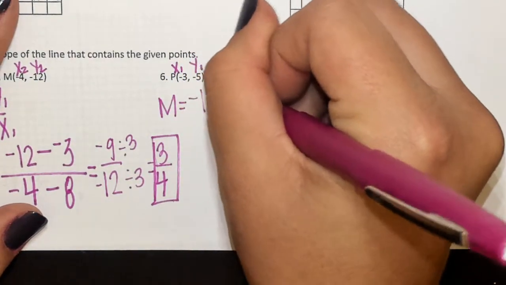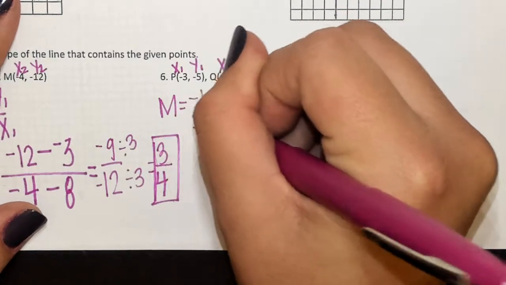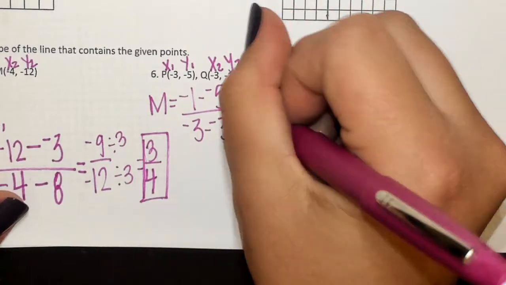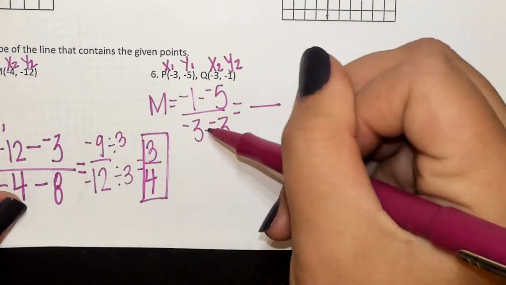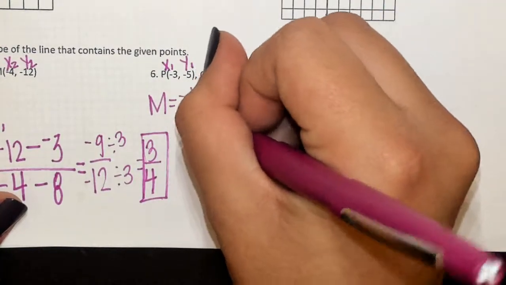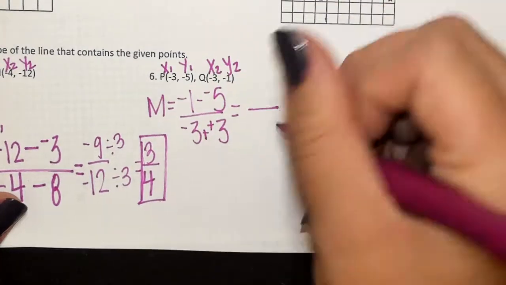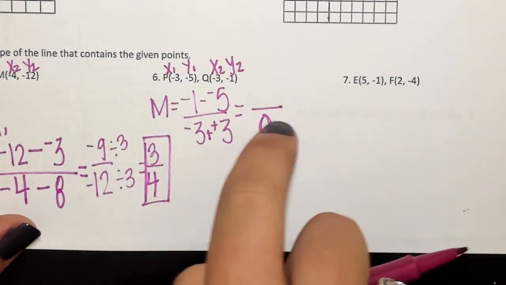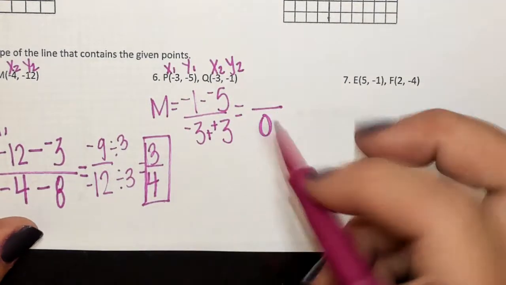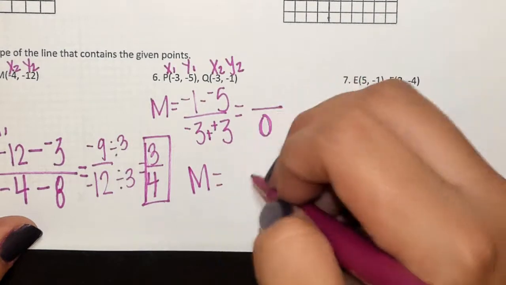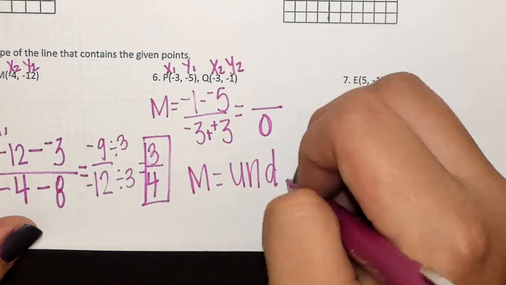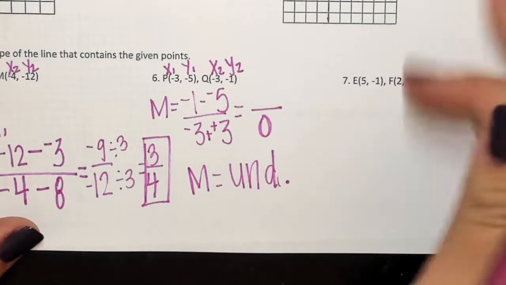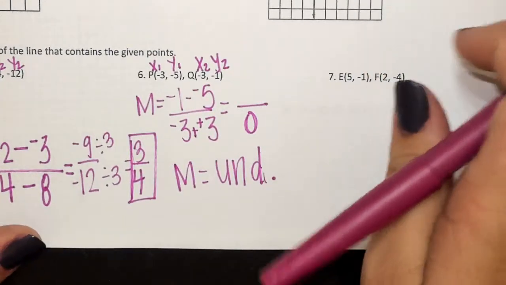-1 minus -5. -3 minus -3. Well, two negatives make a positive, right? Okay, well, -3 plus 3 is what? So, I don't even have to do the top. If zero is under the line, then this slope is undefined. Under the line, undefined. It's 0.